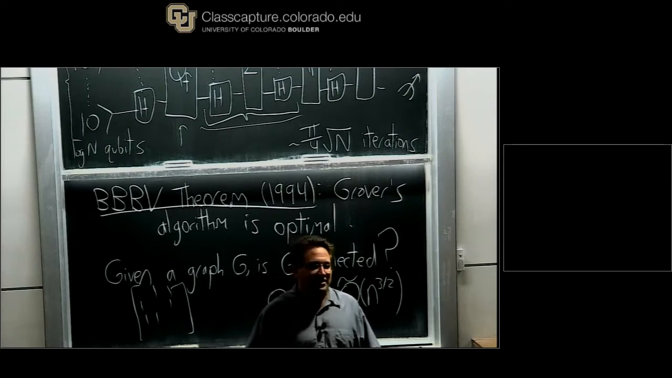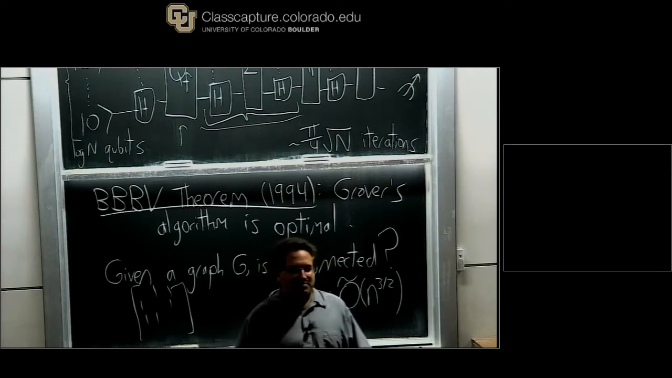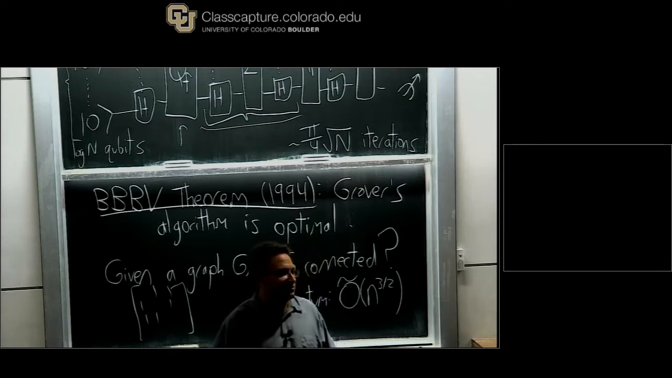I'll give you a hint. We talked about depth first search. We talked about Grover's algorithm. What happens if you munge them together?